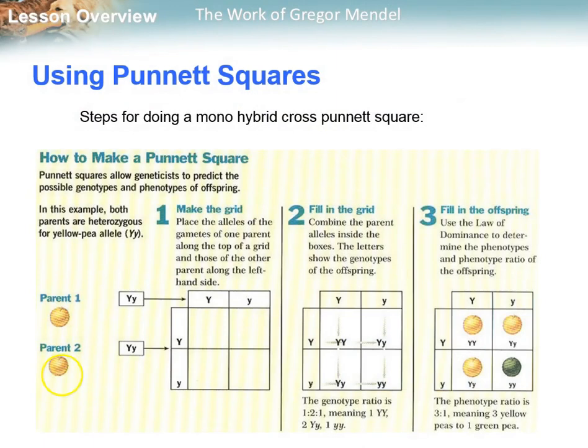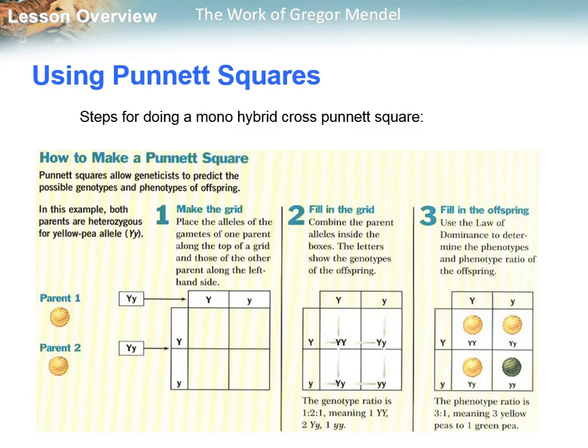So, to do a Punnett square, the first thing that you need to do is draw a box. And then you've got to figure out what the gametes for the parents are. So let's say parent 1 is yellow, and you know that yellow is dominant to green. But you don't know if parent 1 is homozygous dominant or heterozygous.